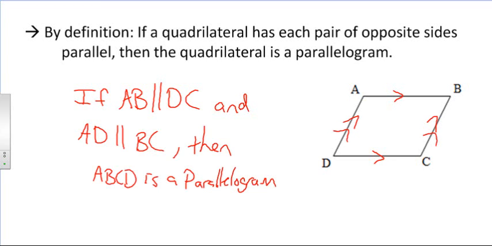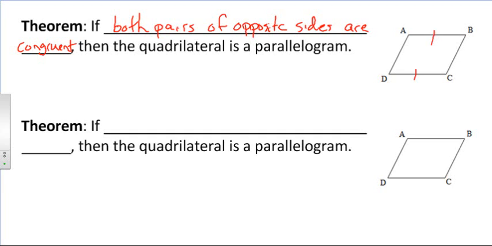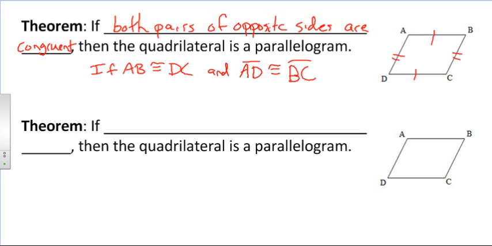Well, there's a few other ways to prove something is a parallelogram. Another way is by showing that the opposite sides are congruent to each other. So if I can show that both pairs of opposite sides are congruent, then I know that that quadrilateral is a parallelogram. So in this case again, if I could show that AB is congruent to DC and that AD is congruent to BC, then figure ABCD is a parallelogram.